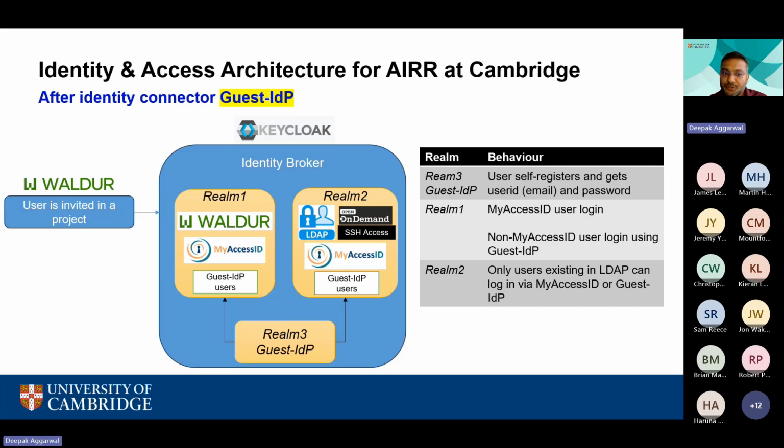So they go to the guest IDP, they do the self-registration using an email address, and they get the verification email. Once they verify the email and set up the password, they can log in into Waldo, they can log in into Open on Demand. But of course, the important point here is the email address which they are using for self-registration.